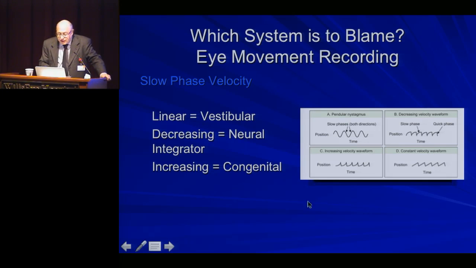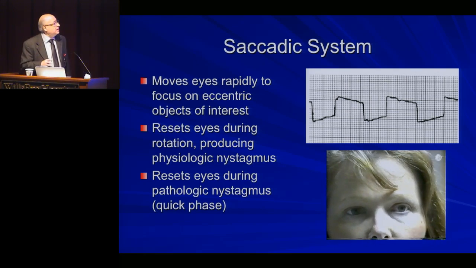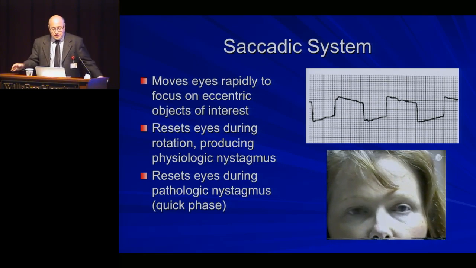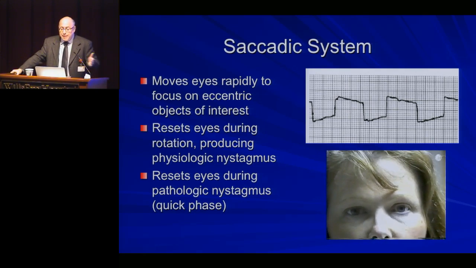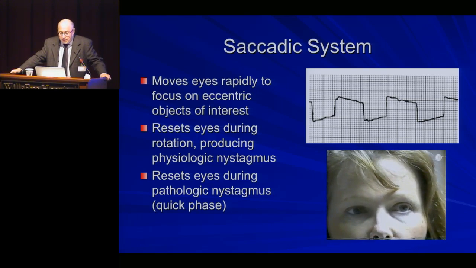If it's increasing velocity like that, that's a defect in the smooth pursuit system, and we see that in congenital nystagmus or infantile nystagmus. So those are the slow eye movement systems. We're not going to talk about saccadic oscillations today, but we'll talk about the basics of the saccadic system. This is a system that moves the eyes rapidly to focus on something out to the side or away from center. And it resets the eyes during rotation, producing physiologic nystagmus, as well as resets the eyes during pathologic nystagmus, responsible for the quick phase.